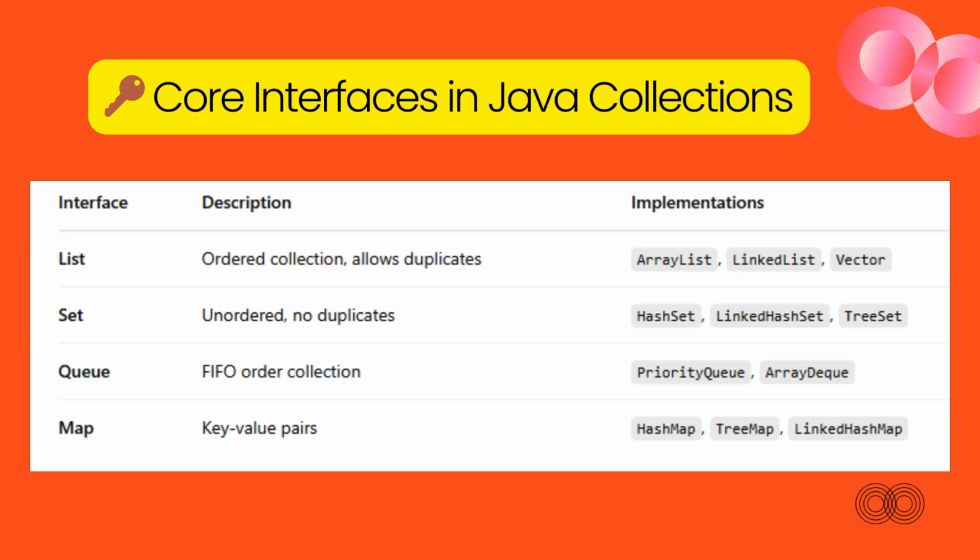It's an ordered collection and allows duplicates. And the second one is a set. Set is unordered and there are no duplicates.